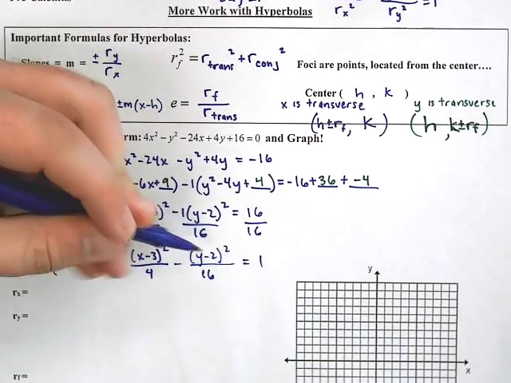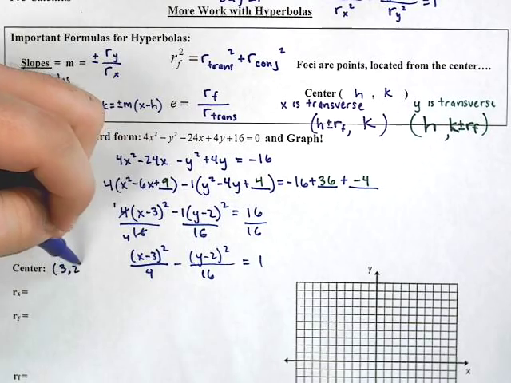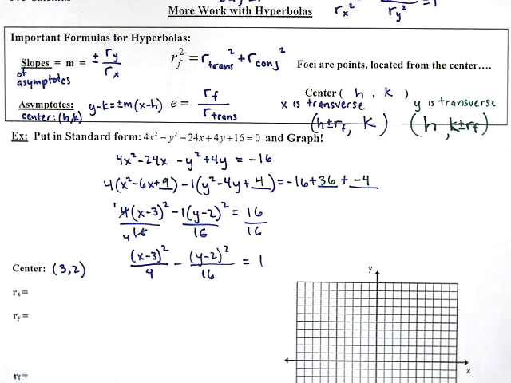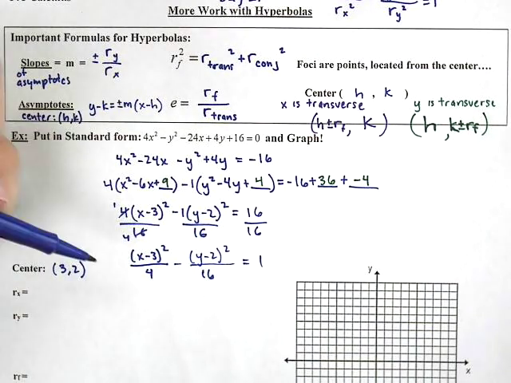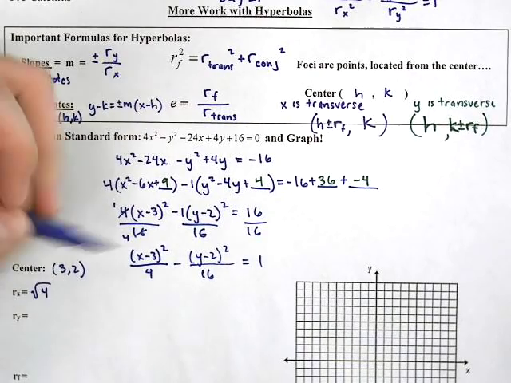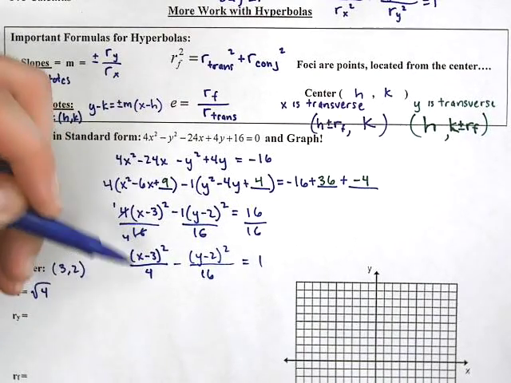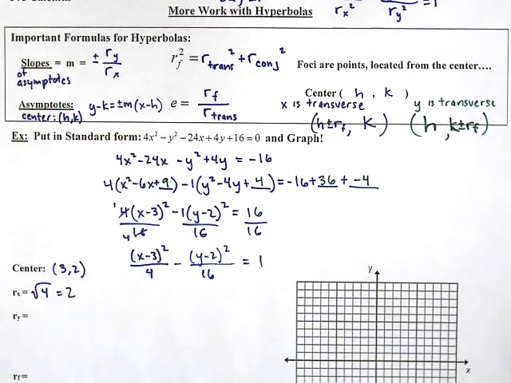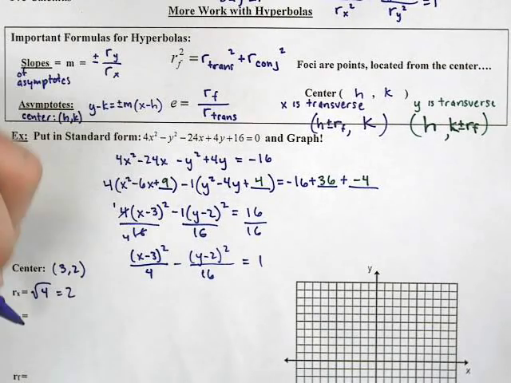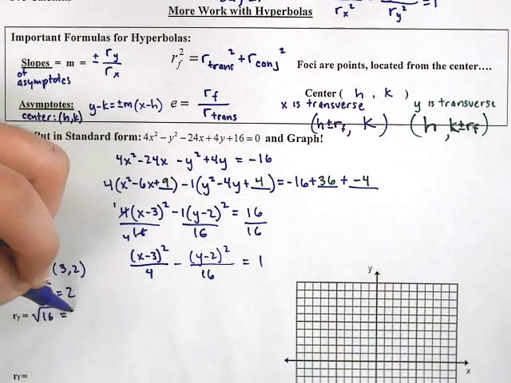Center (h, k) is (3, 2). R sub x doesn't really change. It's the square root of the x term, or the denominator of the x term. So we have a 2. Same thing with r sub y, square root of 16, that's 4.